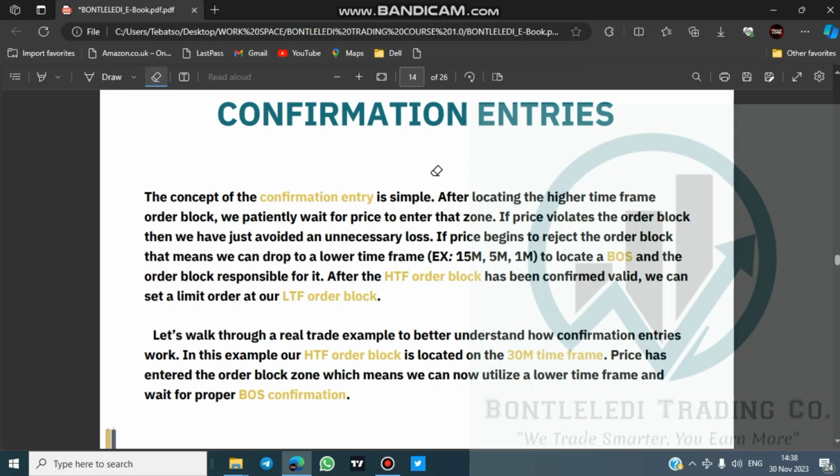If price begins to reject the order block, that means we can drop to a lower time frame. For example, you can drop to 15 minute, 5 minute, from the 1 hour. Remember, you have analyzed from daily, 4 hour, 1 hour. If the order block is being respected, then you can drop to what? To a lower time frame, which is what? A 15 minute.